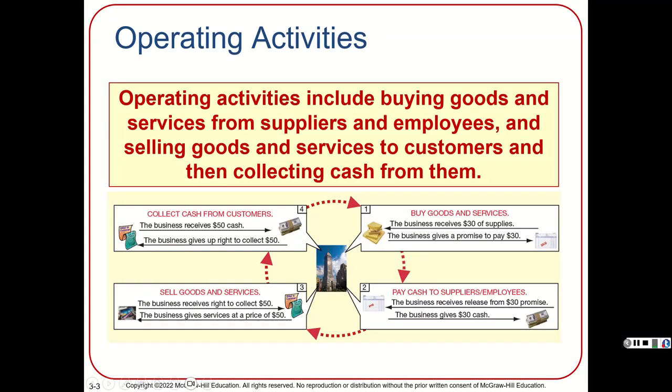Now, step 2 does not have to be done before step 3, but the goods and services that the company sells, for example, the business receives a right to collect $50 because it's giving services at a price of $50, perhaps an hour's worth of work for $50. And then the company, whoever is in charge of collecting, will receive the $50 cash, and the business gives up the right to collect the $50 because it has already collected it.